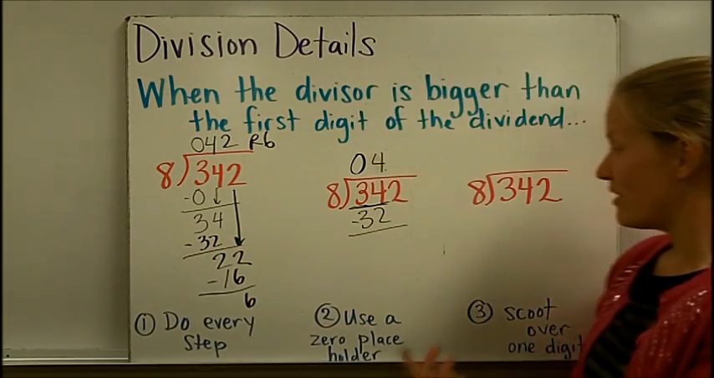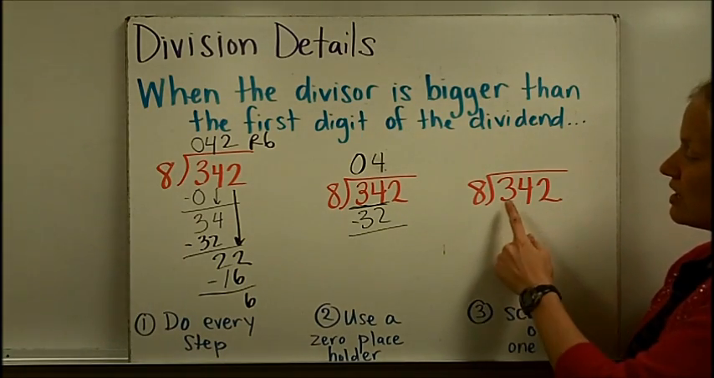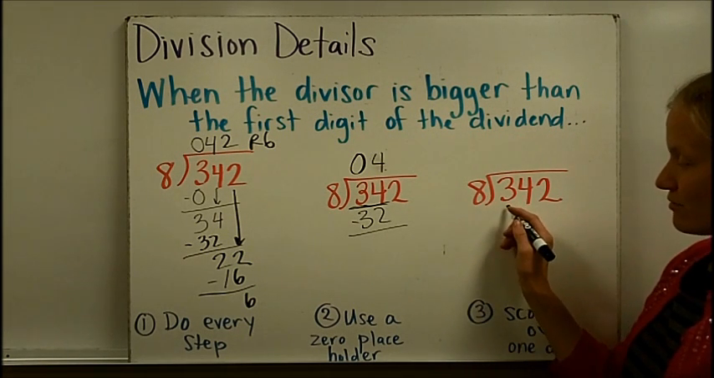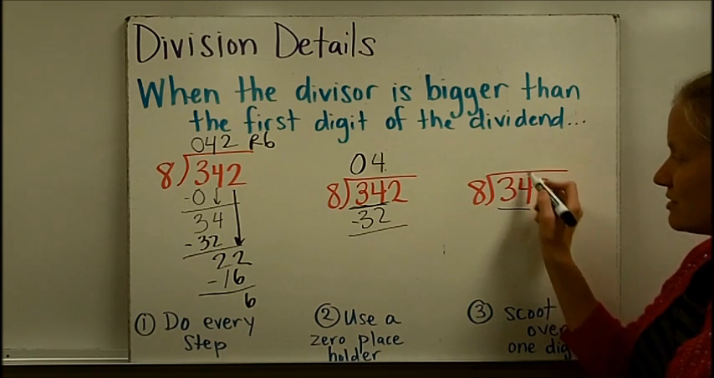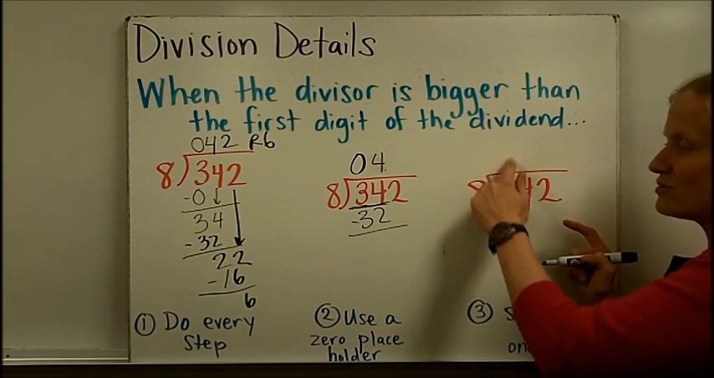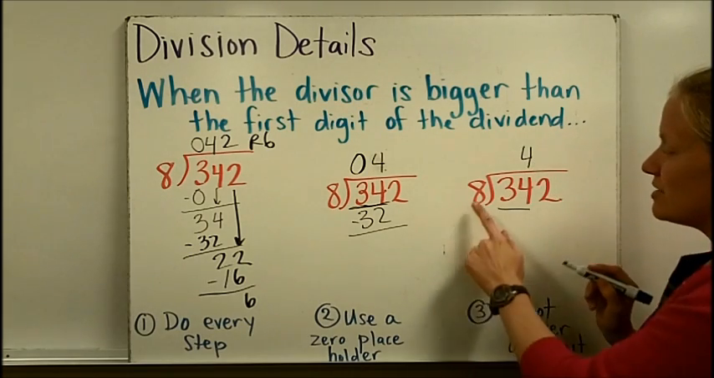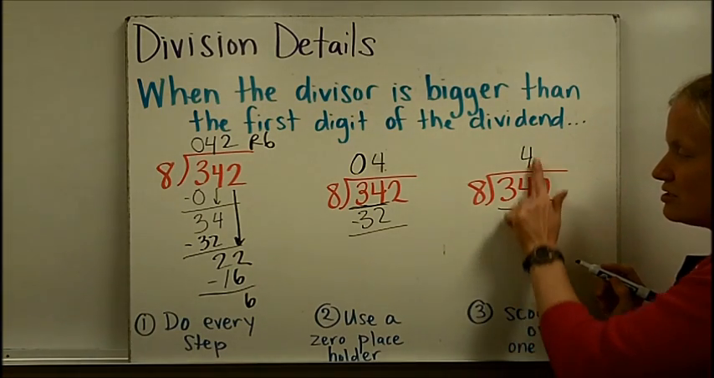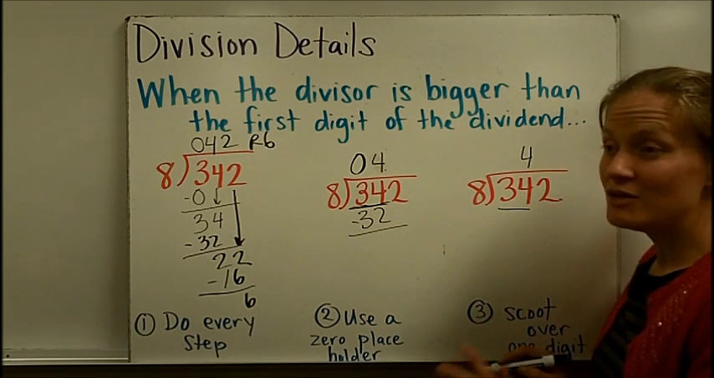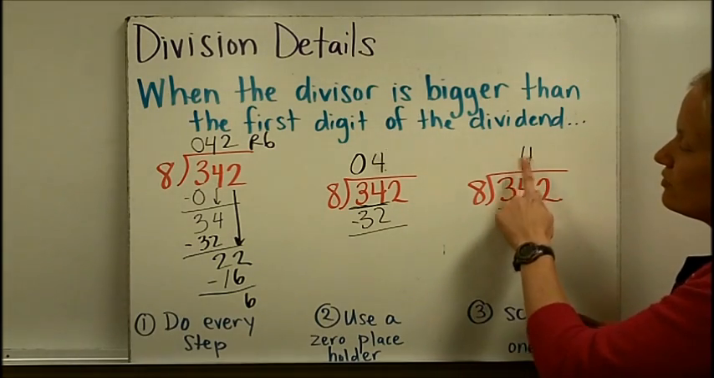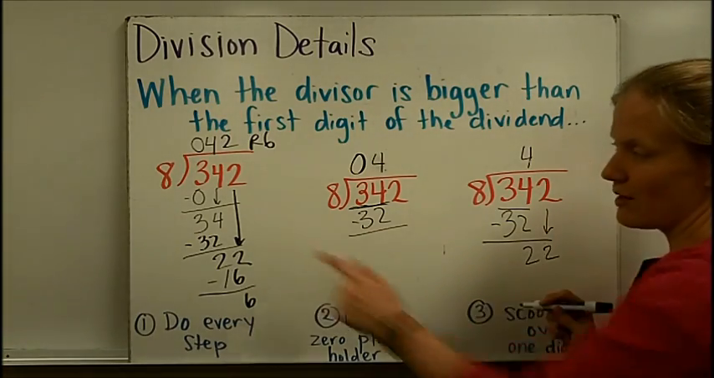The third way that you can deal with having a divisor that's bigger than the first digit of your dividend is to scoot over one digit. You can say, can 8 go into 3? No, it can't. So I'm going to go ahead and think about 8 into 34 and put my answer here above the 4 and know that it's sort of like an invisible 0 that's right there. 8 can go into 34 4 times. Just be sure you're putting that 4 over the second digit, because you're dividing into 34. Like I said, when we do division of decimals, this will become very important. Then you'll do 4 times 8 is 32 and finish the problem just like you did over here.